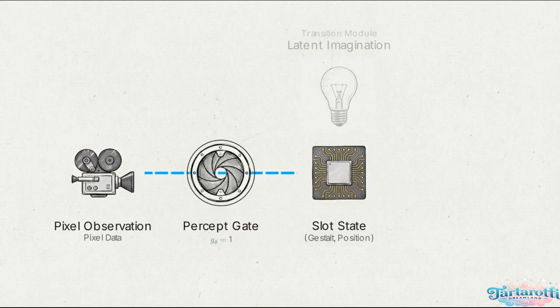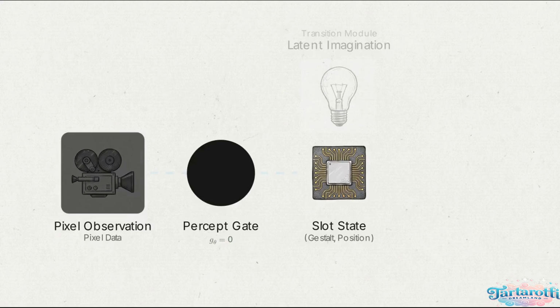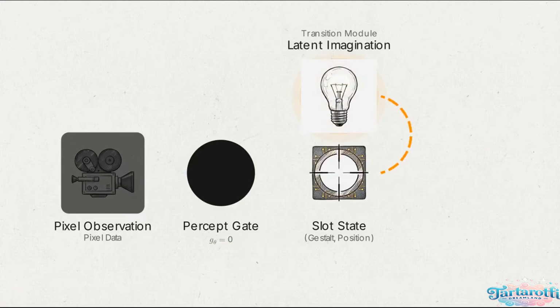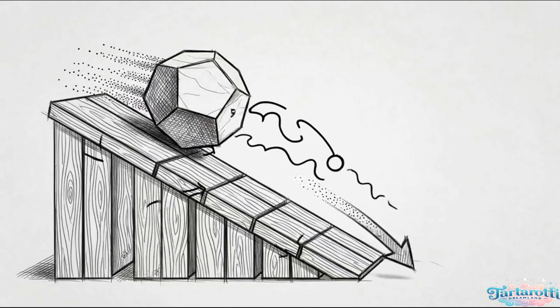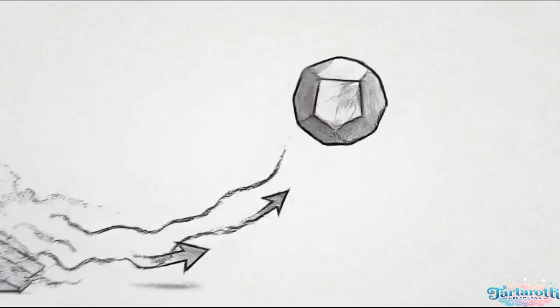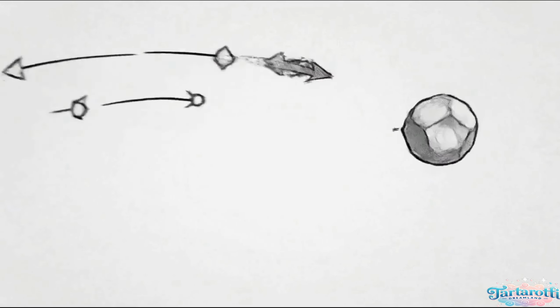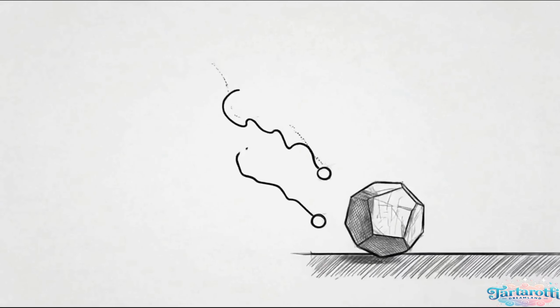When visible, a pixel observation node feeds the slot state through an open percept gate. If obscured, the feed goes dark and the gate shuts. Immediately, an inner latent imagination loop illuminates, feeding predictive updates based entirely on the object's trajectory. This dynamic, autonomous switching between pixel observation and latent imagination is the mechanization of intuitive physics and directional inertia.